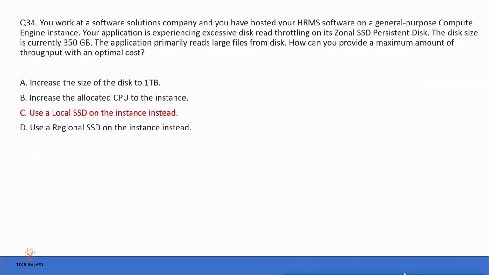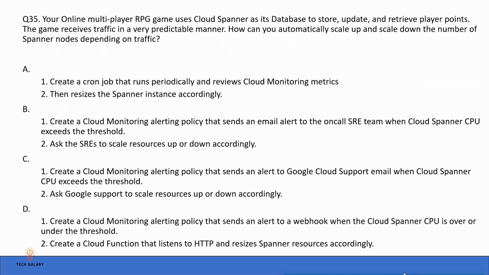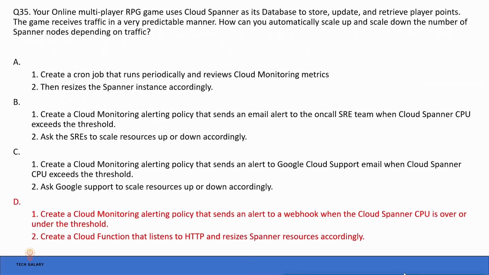Now let's proceed with question 35. Your online multiplayer RPG game uses Cloud Spanner as its database to store, update, and retrieve player points. The game receives traffic in a very predictable manner. How can you automatically scale up and scale down the number of spanner nodes depending on traffic? These are the options available, and the correct answer is option D.